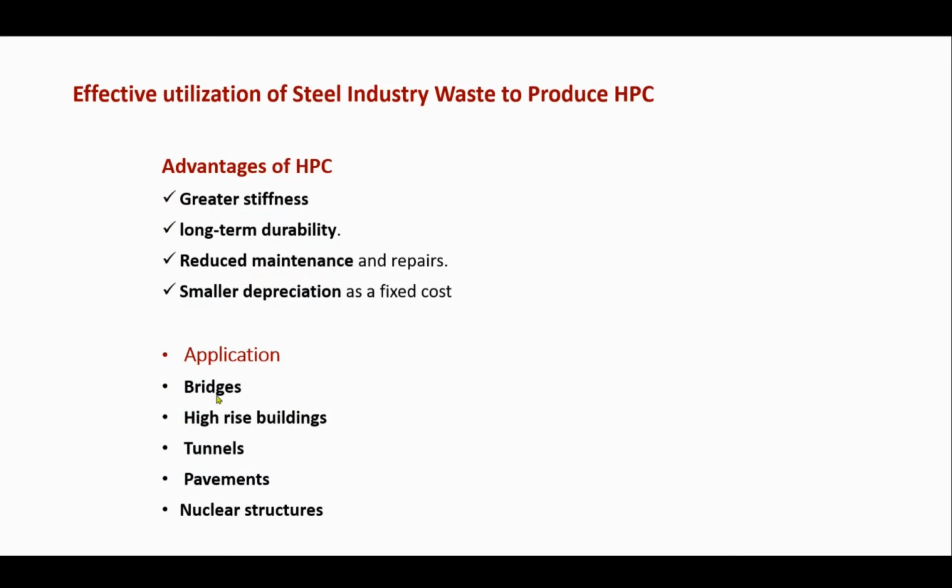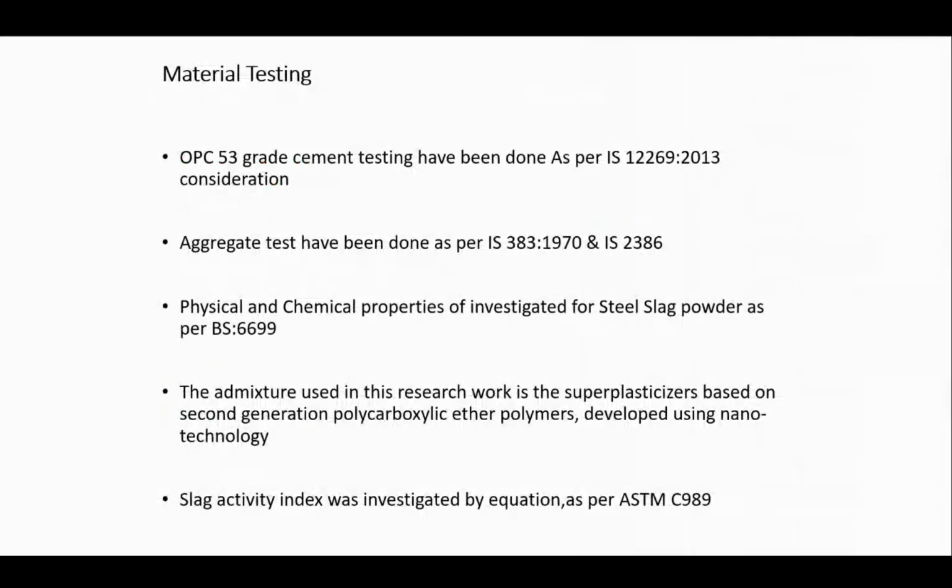So what is the application of HPC? This is in bridges, in high-rise buildings, in tunnels, in pavements, in nuclear structures. So these are the important structures. Then HPC has advantageous properties, so we are using steel industry waste in high performance concrete. We collected steel industry waste. Fine. We are focusing on the construction industry. We are talking about concrete.